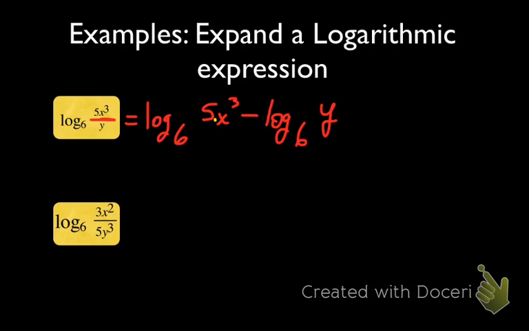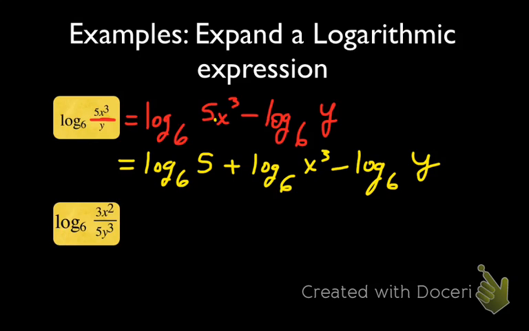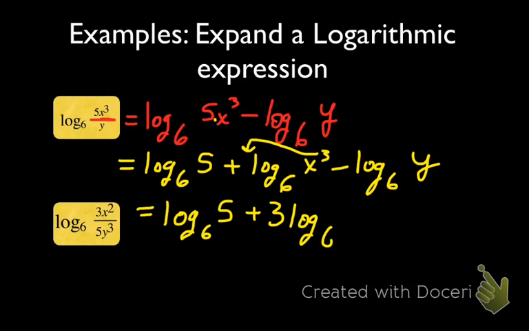Using the product property, I end up with the log base 6 of 5 plus the log base 6 of x cubed minus the log base 6 of y. Lastly, now that we've broken it up using the product property, I can make this into the log base 6 of 5 plus, now I can take that 3 out in front here using the power property. So 3 times the log base 6 of x minus the log base 6 of y.